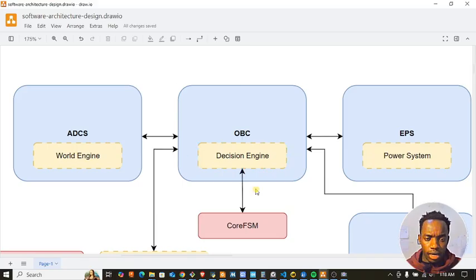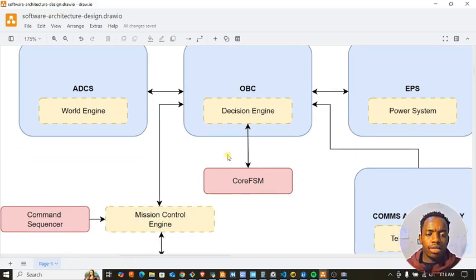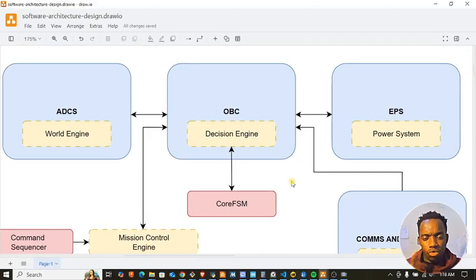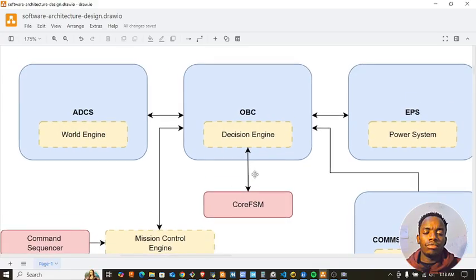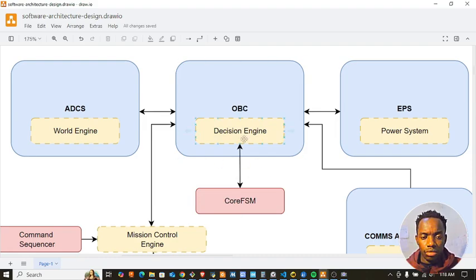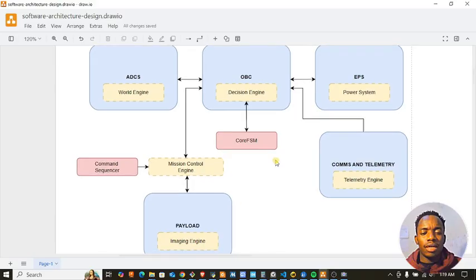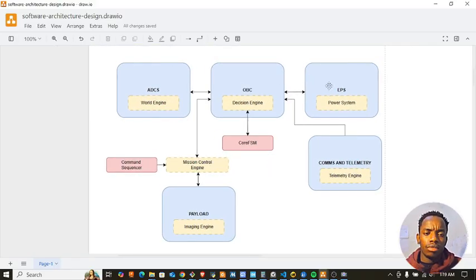So you realize that I have added a core FSM here. So core FSM is a core finite state machine, right? So this whole CubeSat architecture is going to be running on a finite state machine that transitions to and from different states based on the decisions that have been made, which are based on the data that has been collected, right? So this is a high level abstraction of what's going to be happening.